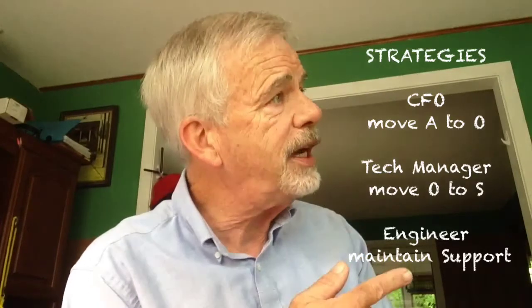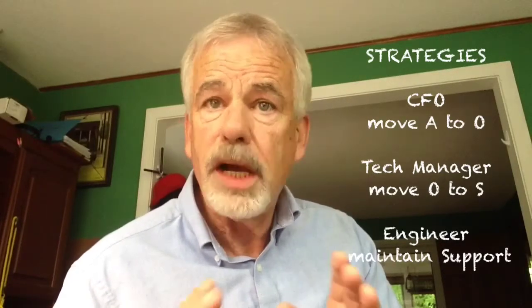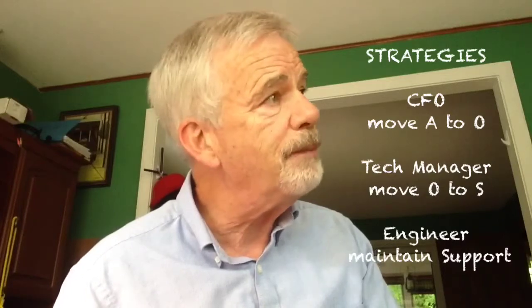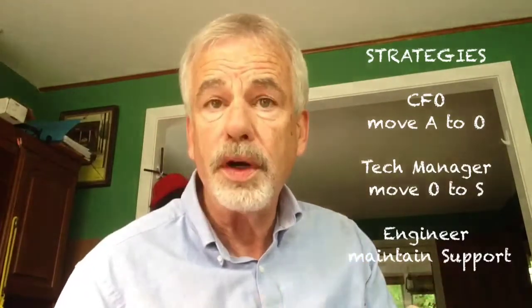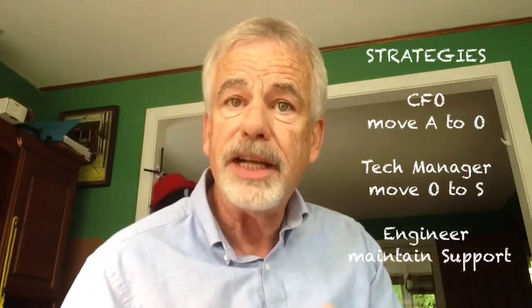Well, if we look back again, we can see that in terms of the supporter, we really don't need to do a great deal. Just make sure they stay in our camp. As far as the technical manager, well, we should come up with a sales strategy to move them from open to supporter if we possibly can, because that's going to strengthen our case. But the most important strategy for us is to look at the CFO and ask ourselves, can we move this person from against status to open status at least?